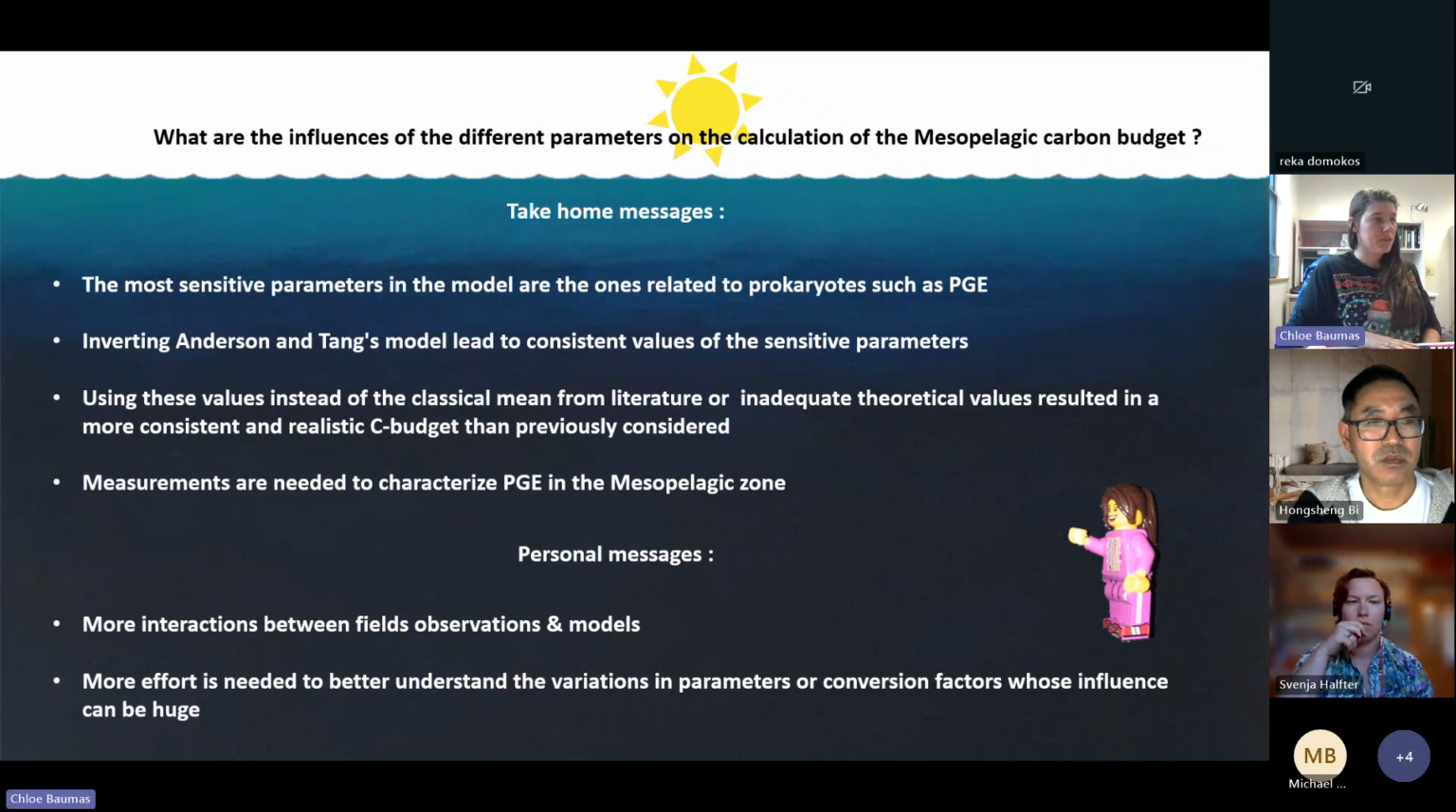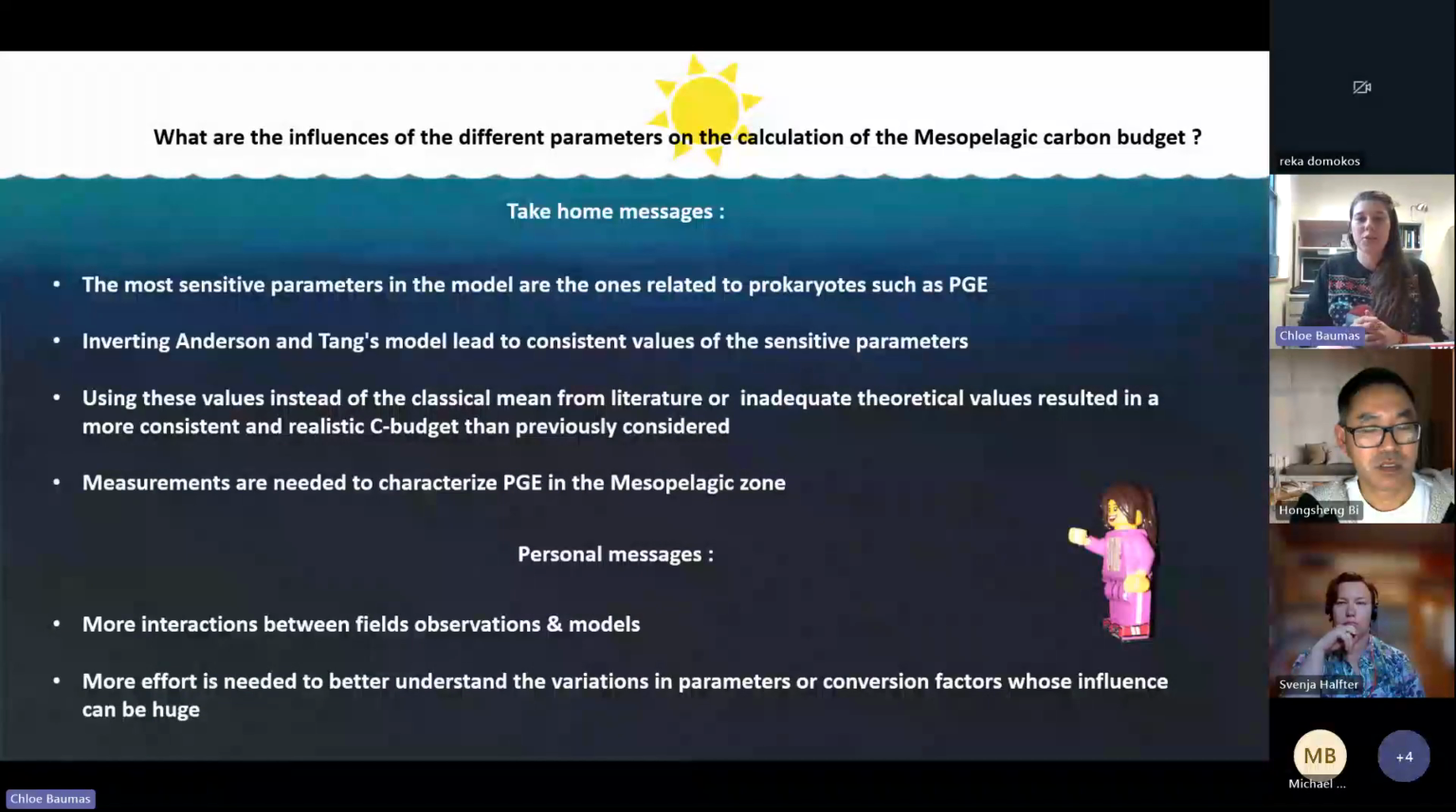considered. And in terms of personal messages, I would say we need more interaction between field observation and models, which I try to do, but we are still missing some. I guess we could explore more. And more effort is needed to better understand the variation in little parameters or little conversion factors we are using everywhere, but whose influence can be huge. So thank you.